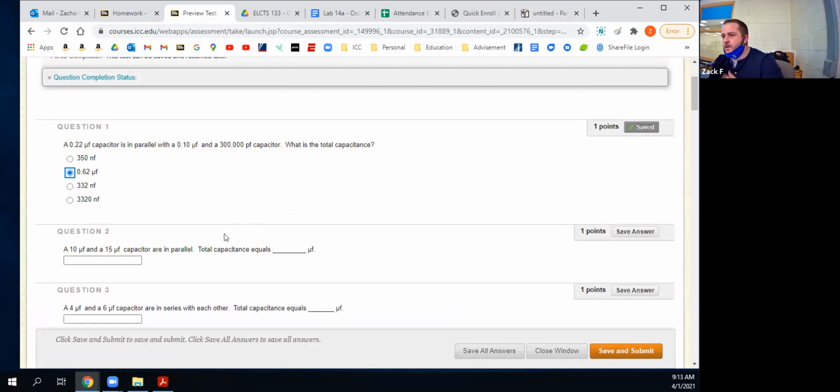If you had a 10 micro and a 15 micro in parallel, total capacitance equals... parallel, so we're just adding them. So this would be 25 microfarads.